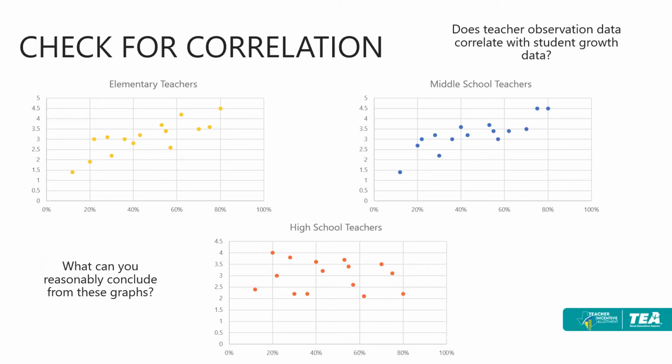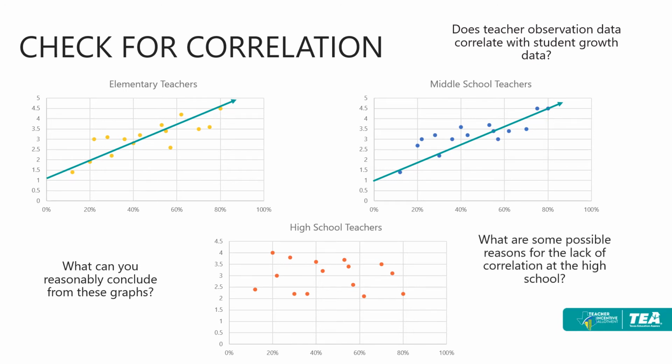Okay, let's go back to Snapdragon ISD, who already completed their check for Skew. Take a look at these graphs comparing teacher observation data and student growth data at each school level. Think about what you can conclude from these graphs. The elementary and middle school teachers have positive correlation between student growth data and teacher observation data. Looking at this graph, there does not appear to be much correlation between teacher observation scores and student growth data at the high school level.